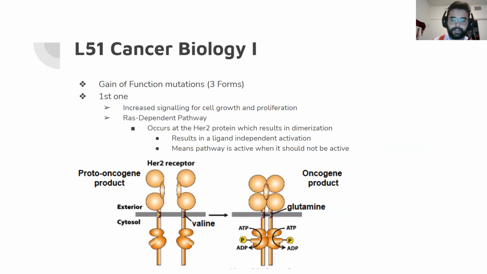This actually occurs at our HER2 protein, which results in a dimerization. Basically, a mutation in this receptor results in a ligand independent activation. So we don't need a ligand floating around the extracellular fluid to activate this receptor. It's always going to be in this activated state, meaning the pathway is always activated when it shouldn't be activated.